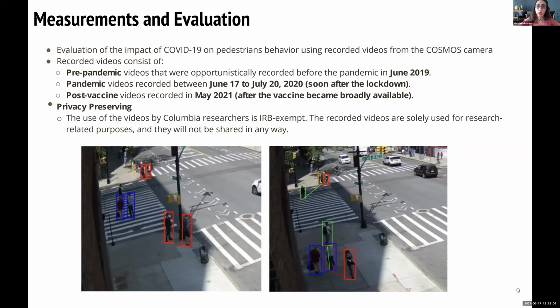We evaluated the impact of the COVID-19 pandemic on pedestrians' behavior by applying AutoSDA to videos recorded in 3 stages of time: pre-pandemic videos that were opportunistically recorded before the pandemic in June 2019, pandemic videos which are recorded in June, July 2020, which is basically soon after the lockdown, and also post-vaccine videos which are recorded in May 2021, which is after the availability of the vaccine in New York City.